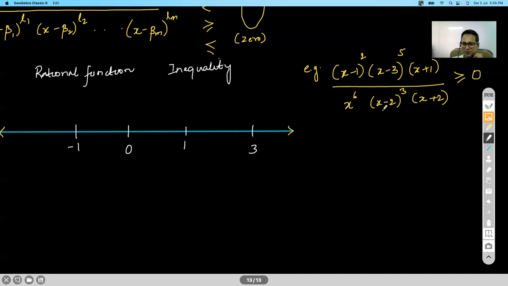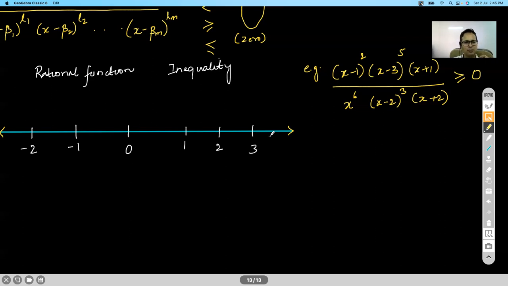X minus 2 will give 2. So 2 will come somewhere over here, right? What is the zero of x plus 2? Minus 2, correct. So I'll put a minus 2 here. As you can see, on this number line, I have marked the zeros of all these factors.